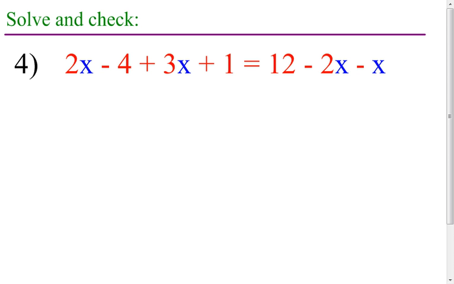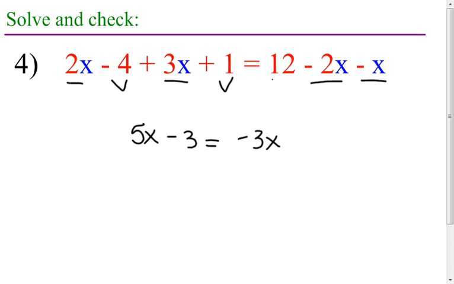All right, here we just need to combine some like terms on both sides first. So on the left side, I will combine this 2x and this 3x to make 5x. And I will combine the negative 4 plus 1, which makes negative 3. On the right side, I have negative 2x minus x, so that makes negative 3x. And then this is a positive 12 right here, so plus 12.